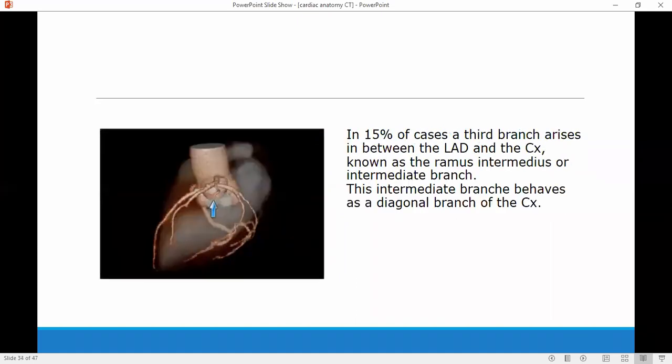In 15% of cases, a third branch arises in between the LAD and circumflex, known as the ramus intermedius or intermediate branch. This intermediate branch behaves as a diagonal branch of the left circumflex.